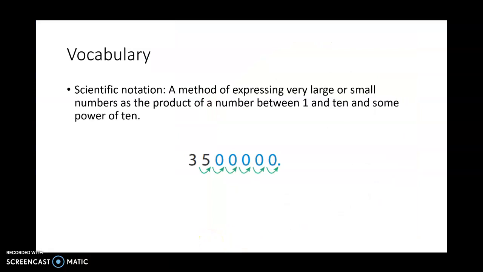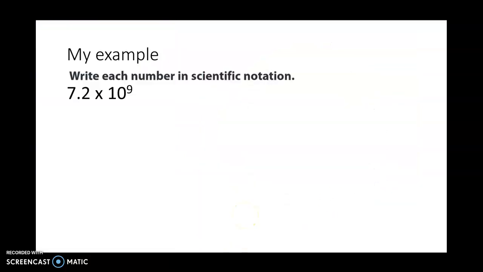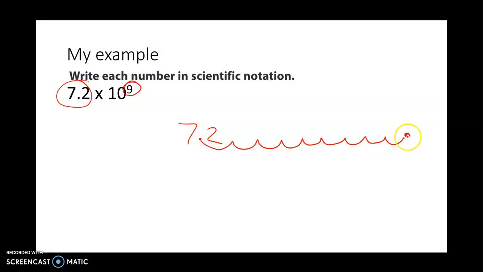Scientific notation is our vocab. Okay, so first I'm going to rewrite the 7.2, and then I'm going to look at the exponent to tell me how many times to move. This is a positive exponent, so I'm going to make this number big. 1, 2, 3, 4, 5, 6, 7, 8, 9. New decimal, and fill in with zeros.